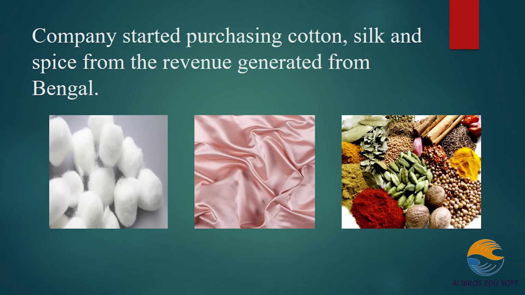When the East India Company became Diwan of Bengal, the company started purchasing cotton, silk and spices from the revenue generated from Bengal. So what the East India Company did was, after collecting revenue from the peasants or the people who lived in those periods, the company used this money for the purchase of cotton, silk, spices, etc. These things were in great demand during that time.